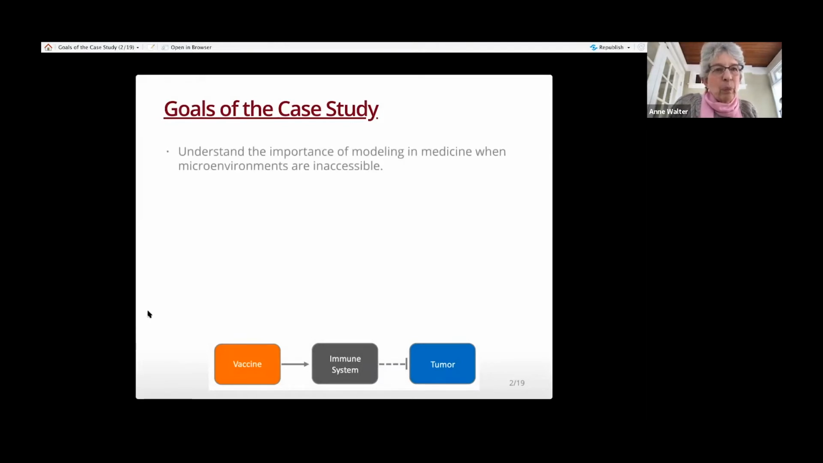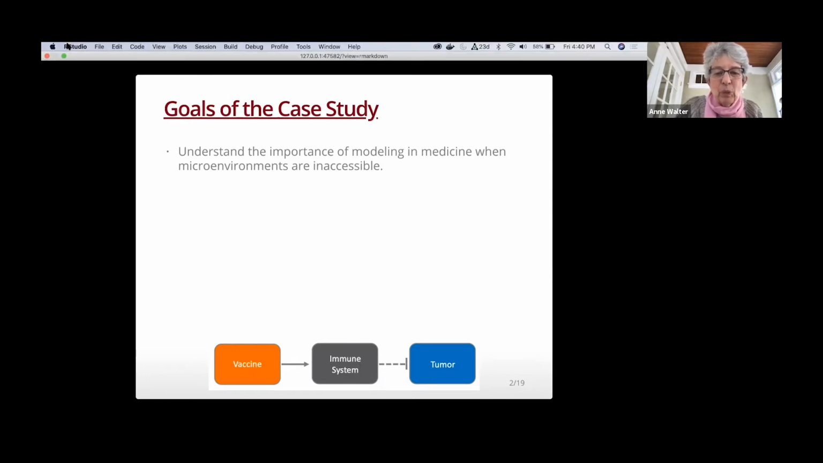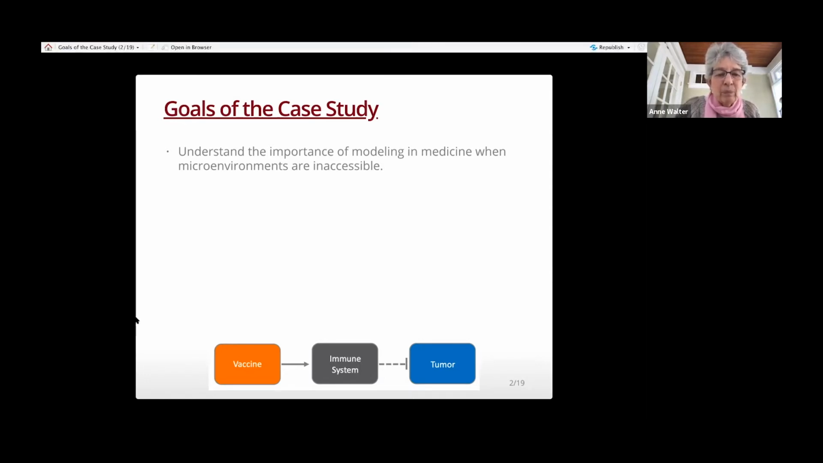As if you were in the last session, you realize that this case study occurs towards the end of an undergraduate mathematical modeling course. In this particular case study, we're looking at vaccination response on the consequences of a tumor growth, as diagrammed in this very detailed model right here. A vaccine is given, the immune system does something, and hopefully the tumor will get smaller.